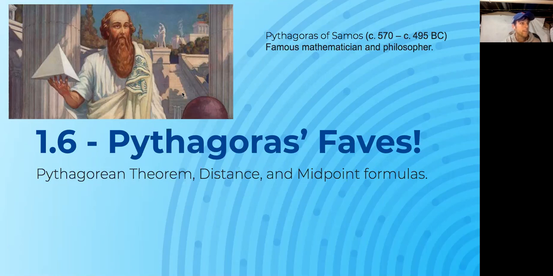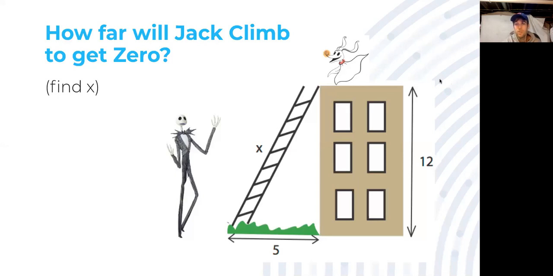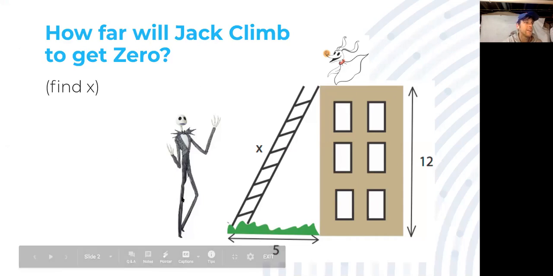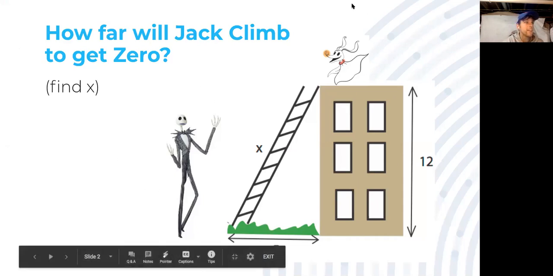So let's go ahead and dig into these three things. I'm assuming you're already somewhat familiar with some of them, and others were actually on the summer homework. So here's a little warm up to get us thinking. It says, how far will Jack climb to get to Zero? Jack is the skeleton, if you're not familiar with Nightmare Before Christmas, and Zero is this little ghost dog. So how far will he climb along the ladder?